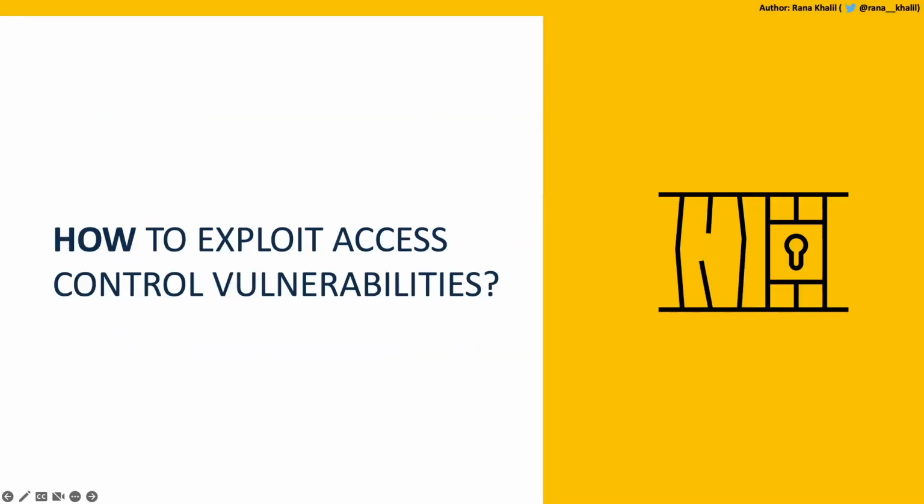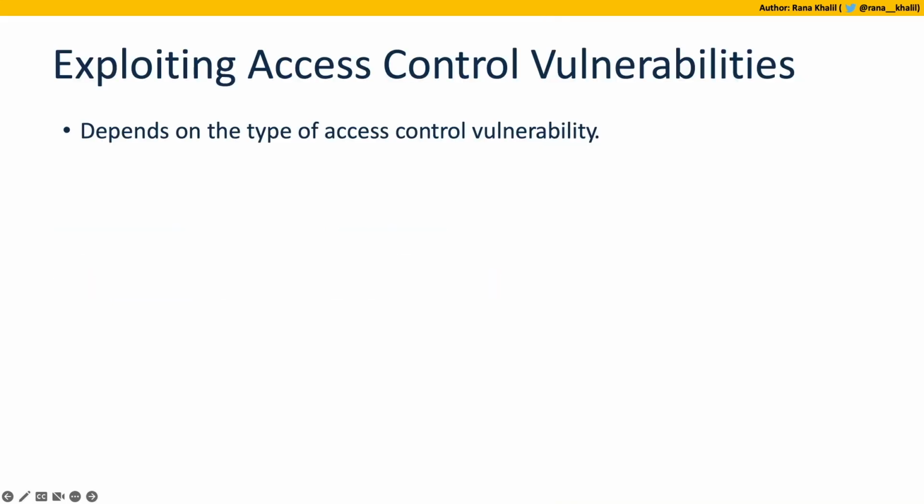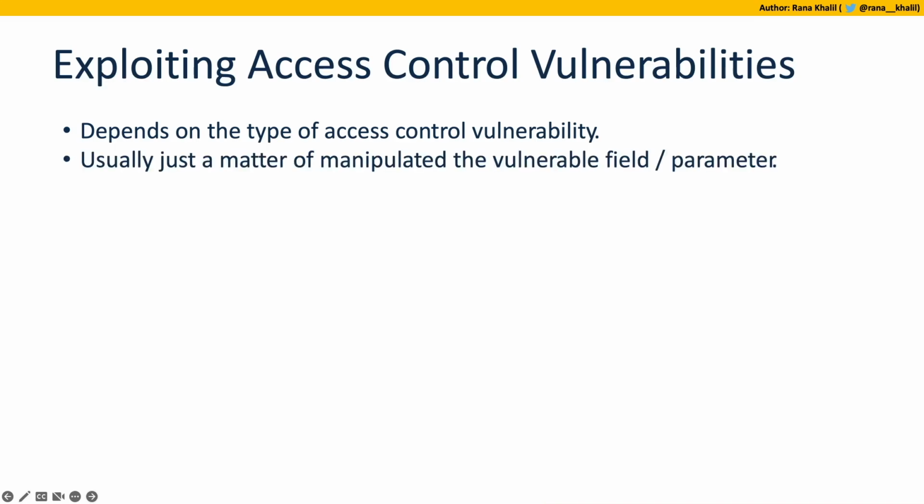Alright, let's move on to the next section, which is how to exploit access control vulnerabilities. This would largely depend on the type of access control vulnerability you're encountering. However, it's usually just a matter of simply manipulating the vulnerable parameter or the vulnerable field. So if it's a cookie, you would manipulate the cookie. If it's a hidden parameter, you would manipulate the hidden parameter, and so on.